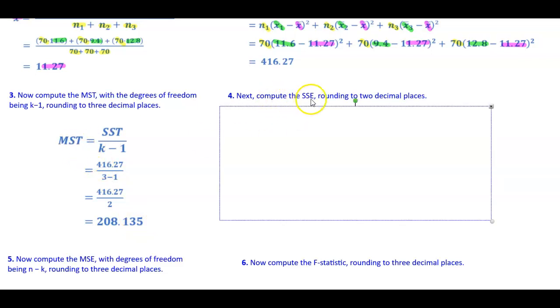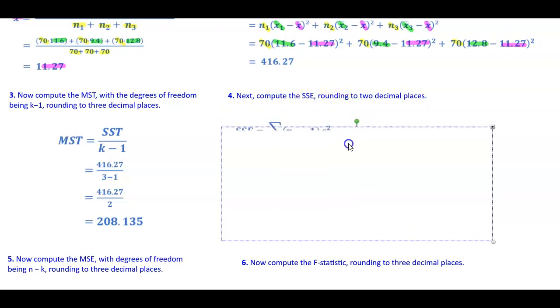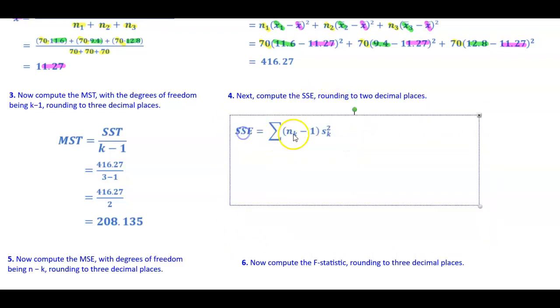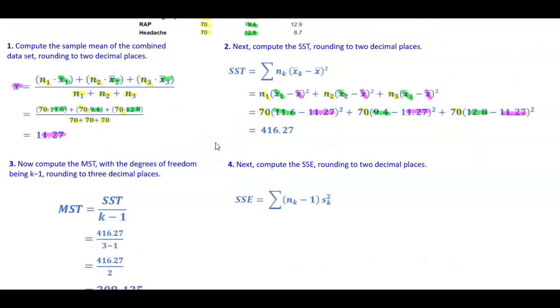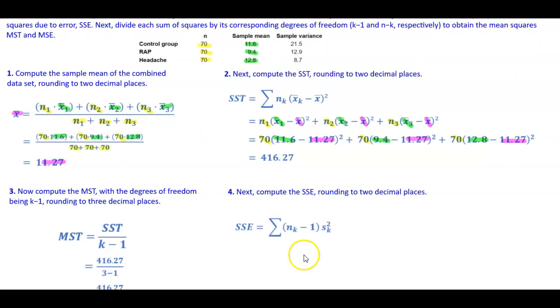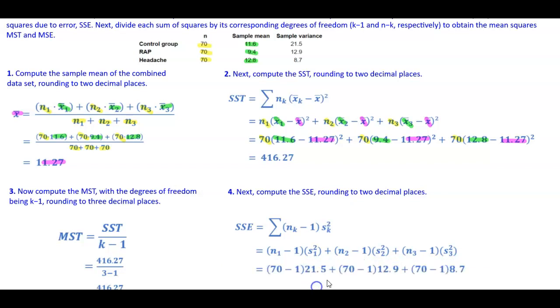Next, we want to compute the SSE, rounding it to 2 decimal places. So SSE is taking the sample size minus 1 times the variance of each particular sample. So recall our sample variance for each one. So here we're going to take our sample size. Remember that our sample size is N1, which is 70, N2, 70, and N3, that's 70. And then we're subtracting 1.